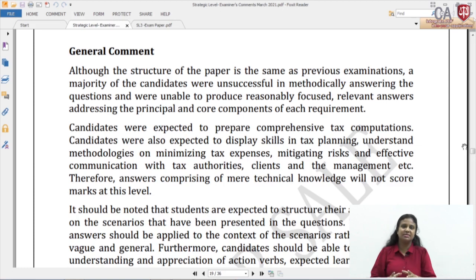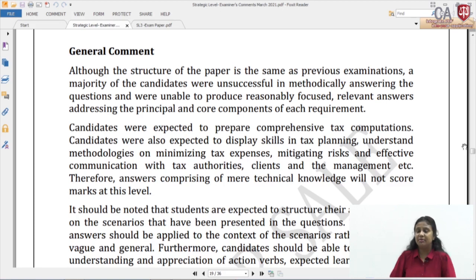Taxation is something practical, I am always telling you. This is not based on hypothesis or assumptions. This is a practical thing. In your paper, you must act as a tax consultant. To act as a tax consultant, you should have a high level of theory knowledge and you should know how to apply it to the given scenario. But that part is also a little bit lacking. Therefore, an answer comprising mere technical knowledge will not score marks at this level.